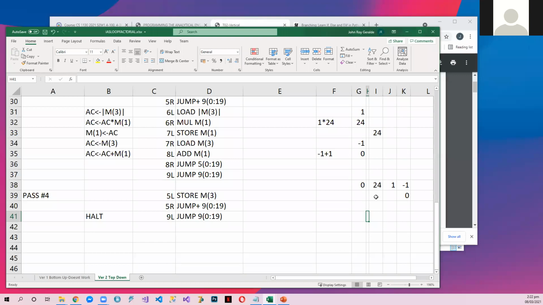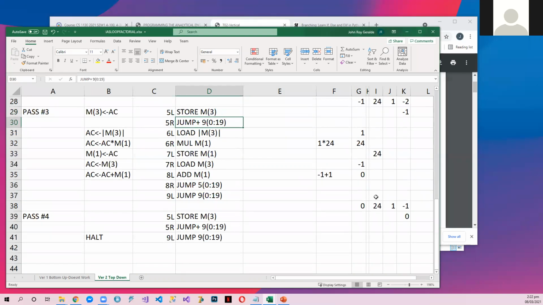If AC is greater than or equal to 20, no, AC is not greater than 20. 20 is the address where to jump. When you say jump 20, like here jump 9, jump plus 9, we will go to 9. Ito yung 9, right? And 0 to 19 means jump to the left because there could be a 9R. It follows 9L.